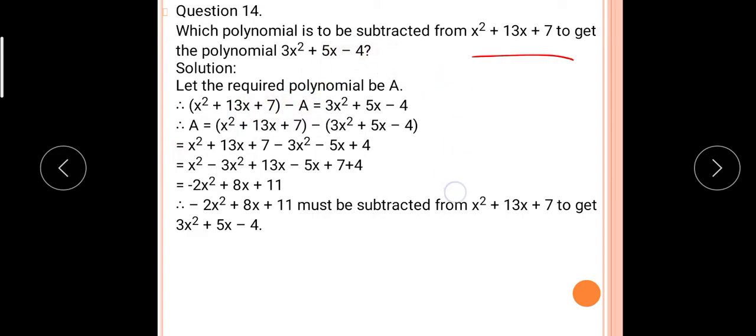So a, you have to shift this polynomial that is subtracting. After subtracting, all the terms of the second bracket change. So it will become x square plus of 13x plus of 7 minus 3x square minus 5x plus of 4, and then x square minus 3x square plus 13x minus 5x plus 7 plus 4. So x square minus 3x square is minus 2x square. 13 minus 5 is 8x, and 7 plus 4 is 11. So this is the answer.